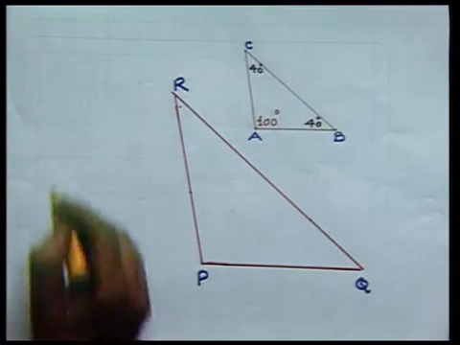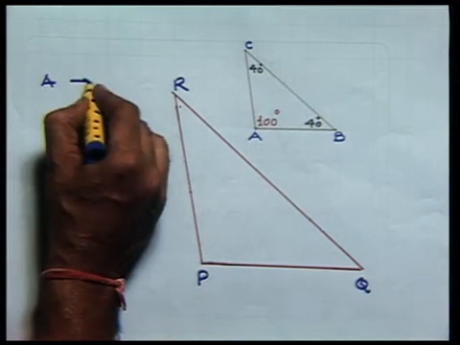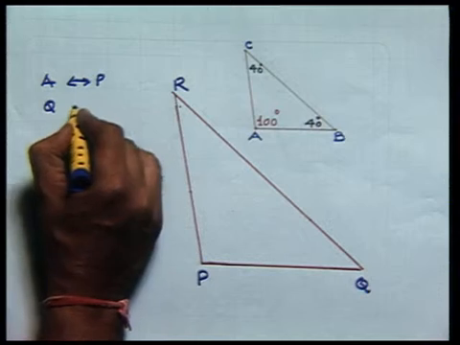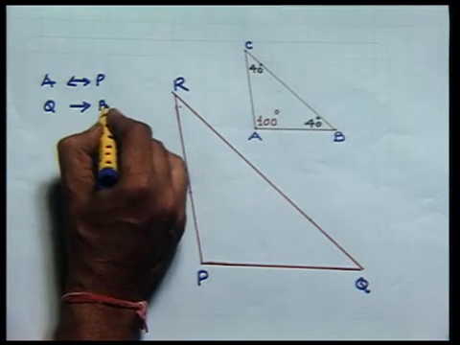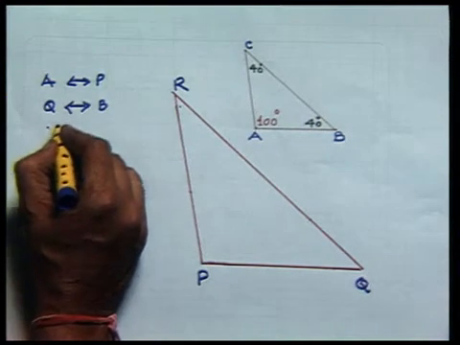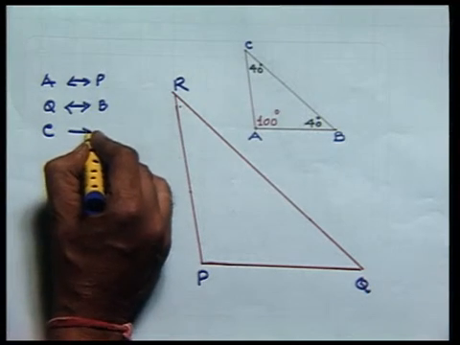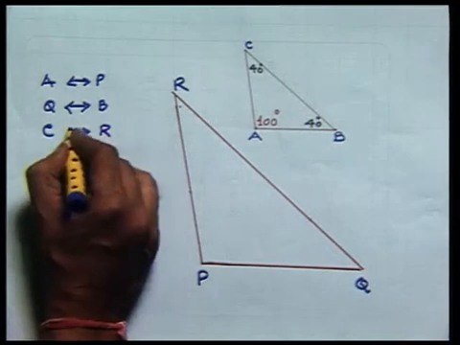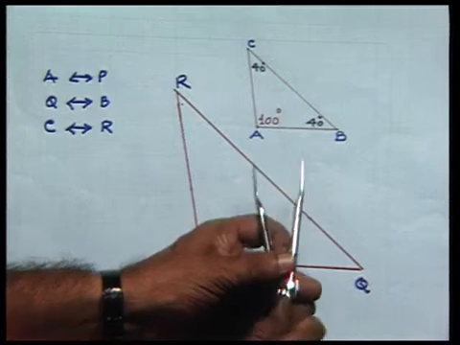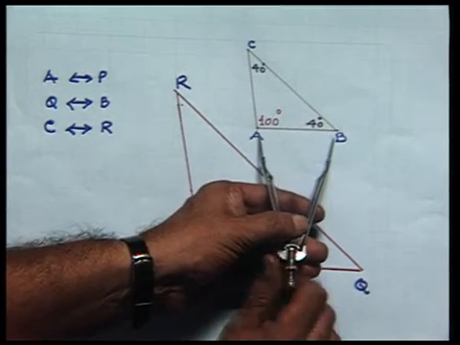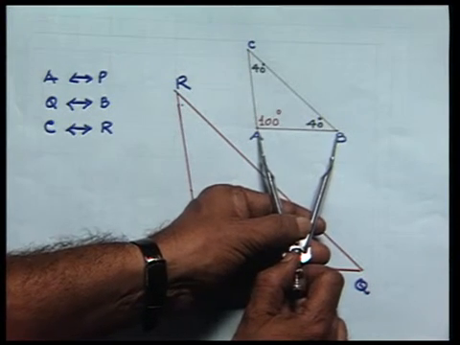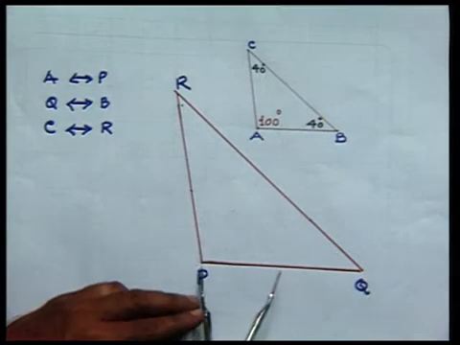Now in this case I have taken the correspondence of point A with point P and P is corresponding to A. Then the point Q, its correspondence is with point B and B is corresponding to point Q. The point C is corresponding to point R and R is corresponding to point C. Now, here the side AB is this much. Now, corresponding to side AB is which side? It is the side PQ. Let us see that how much is that.